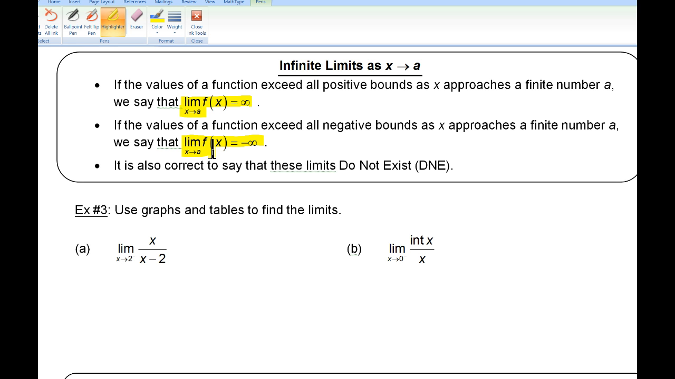Remember how I said if it's infinity or negative infinity, it's also okay to just say they do not exist? Because positive and negative infinity are not real numbers, so technically they do not exist. Okay, but it's okay to write either one.